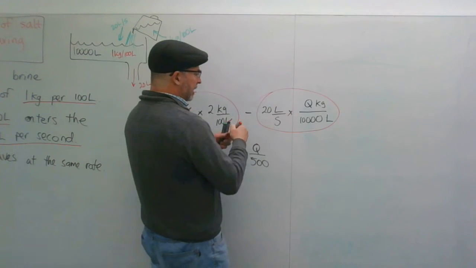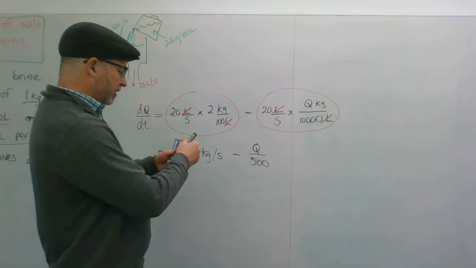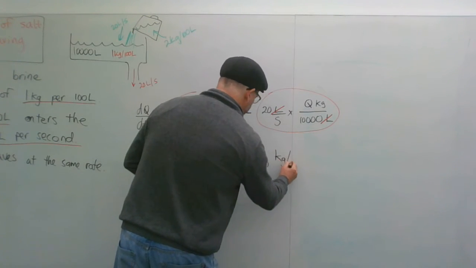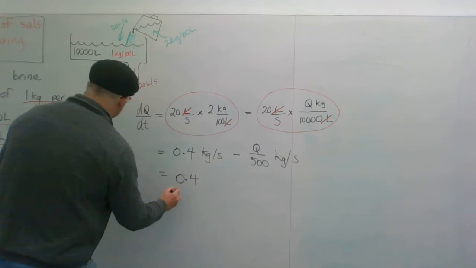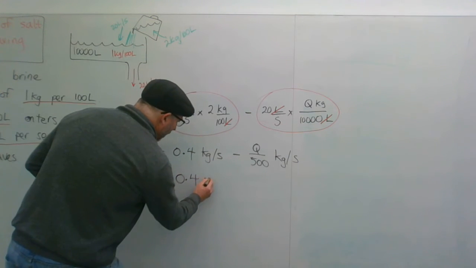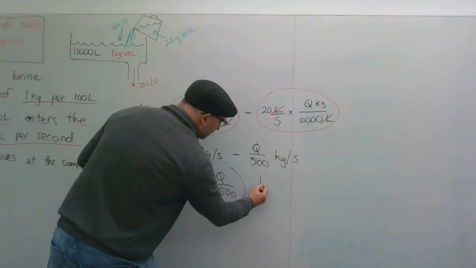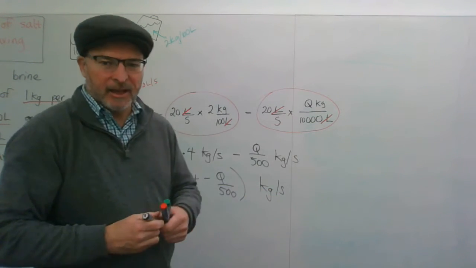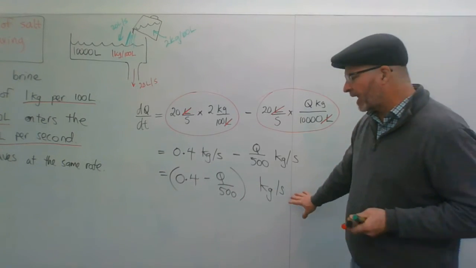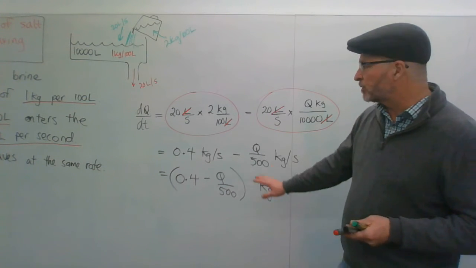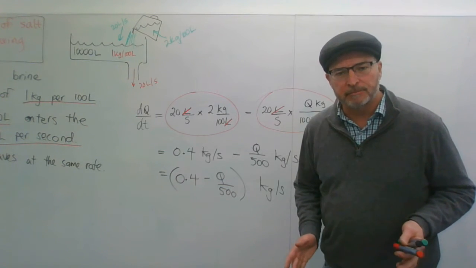And then once again, the litres are cancelling, and we've got kilograms per second. So altogether, the rate of change is 0.4 minus Q on 500 kilograms per second. Now, kilograms per second is not such a big deal to me anymore, but I will just keep it there. But if you didn't put that there in an exam, I'm sure they'd be happy with dQ/dt equals 0.4 minus Q on 500.